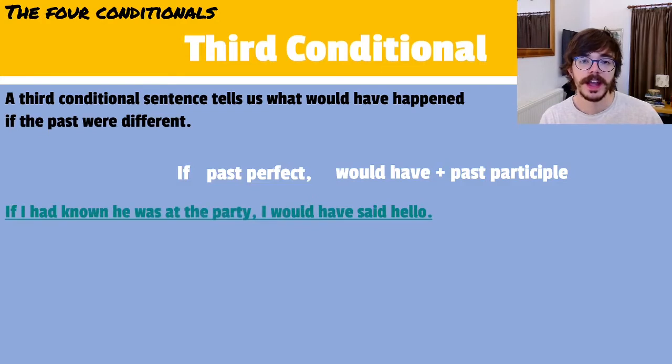So, if I had known he was at the party, I would have said hello. So we're looking back in the past and we're saying, okay, I was at the party. I didn't know he was at the party. And now it's the next day. Well, if I had known, well, I would have said hello, but I didn't know. So we're looking at the past and saying, if the past were different, what would I do? What would I have done?